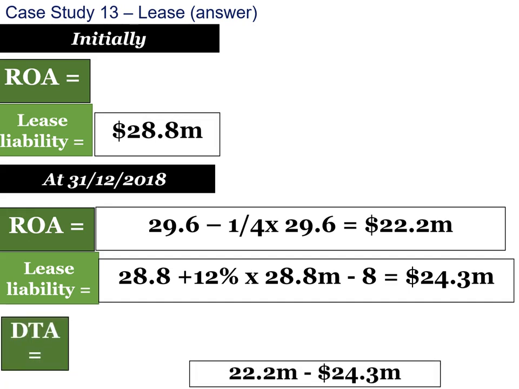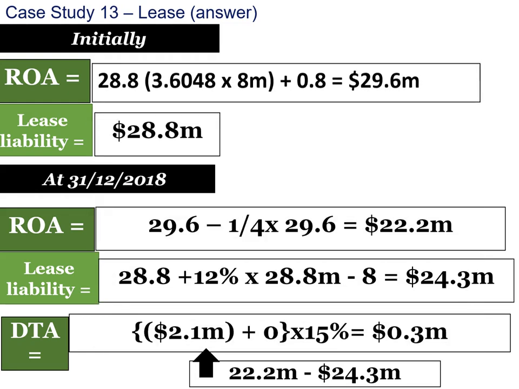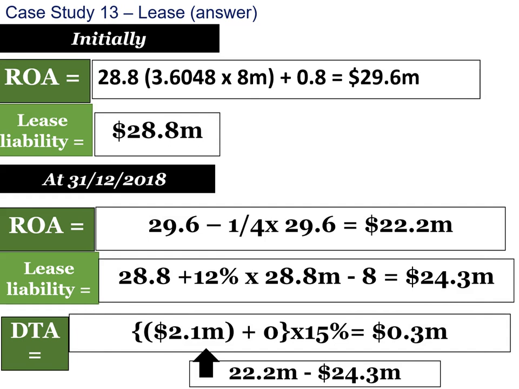Our deferred tax asset, we've got a liability of 24.3, and we've got a right of use asset of 22.2. The difference between the two is 2.1 million. We multiply that by our tax rate of 15%. We end up with a deferred tax asset, because it's an asset because our liability is higher than our right of use asset, of $0.3 million. Sorry, at the top there is just giving us how we ended up with the 29.6 initially.